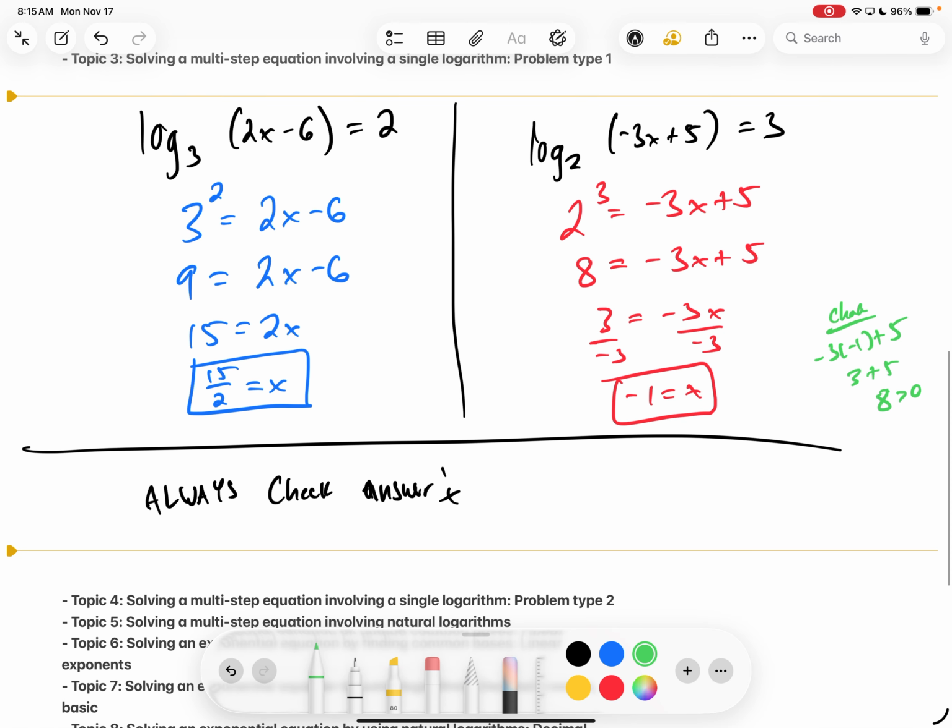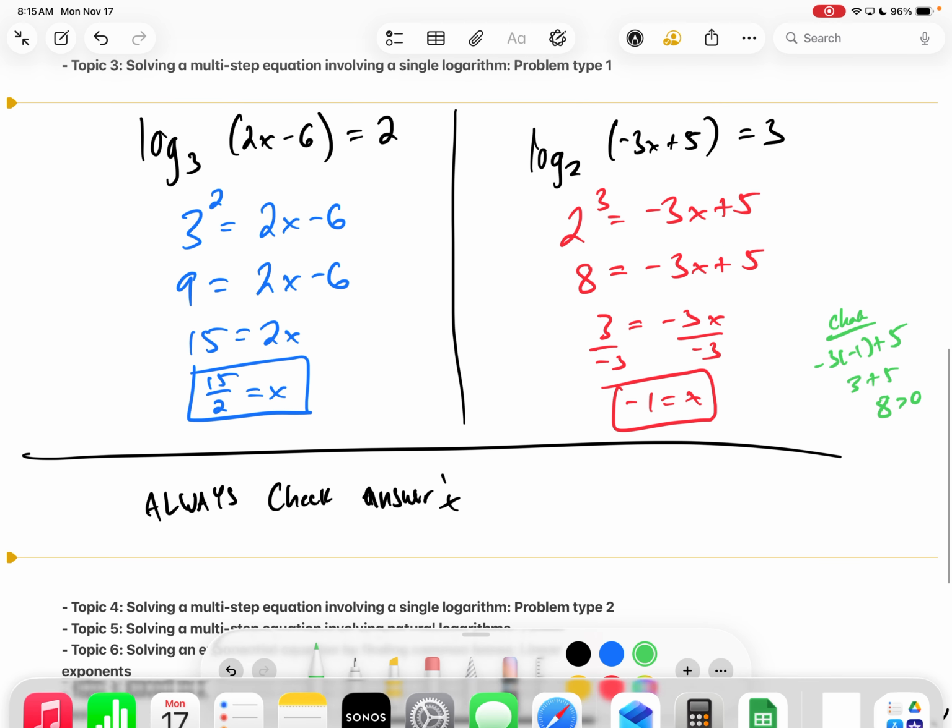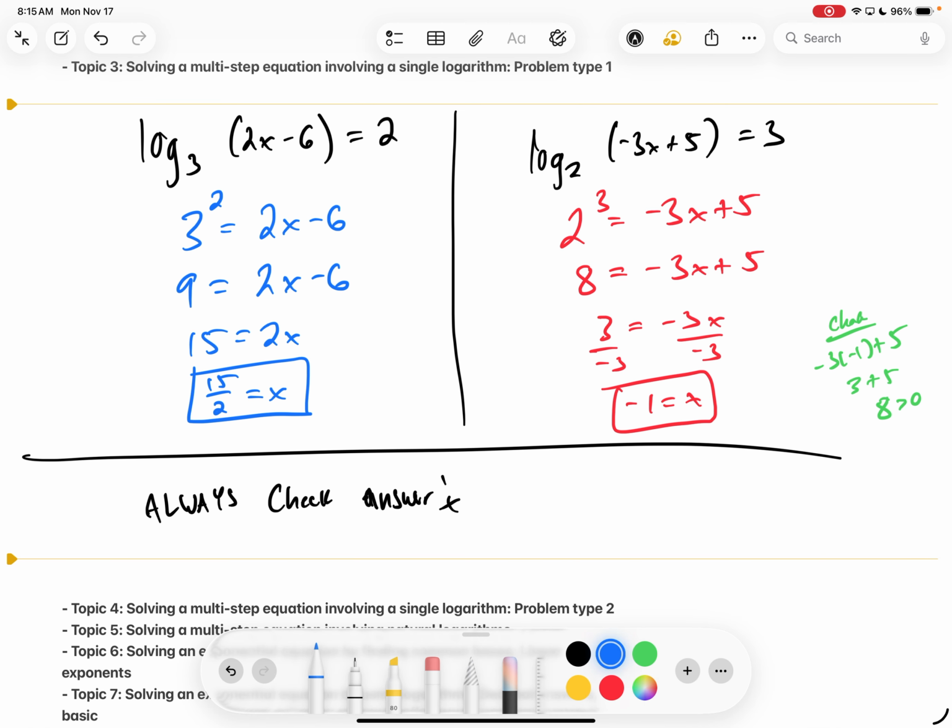And I do not know for sure if they'll give you one of those. But how do I say this fast? Whatever you are taking the log of has to be greater than 0. So like this part in the parentheses always has to be greater than 0. So if this number is ever negative, you know it's automatically no solution, because that can't happen.